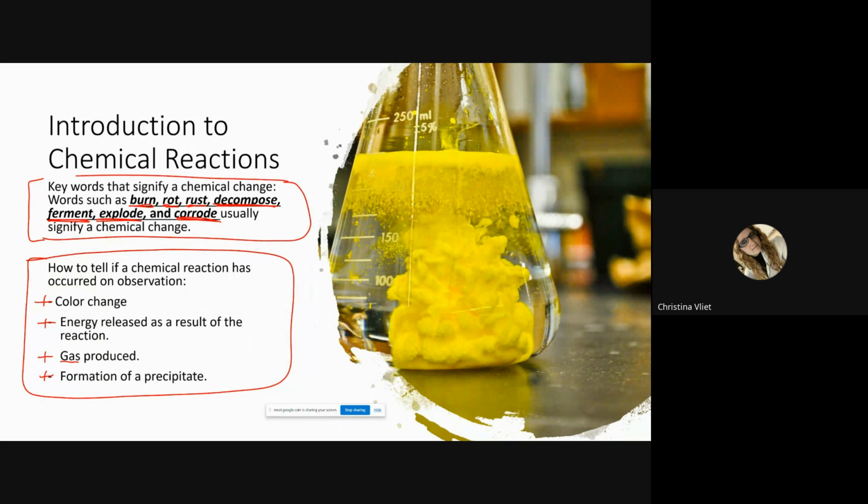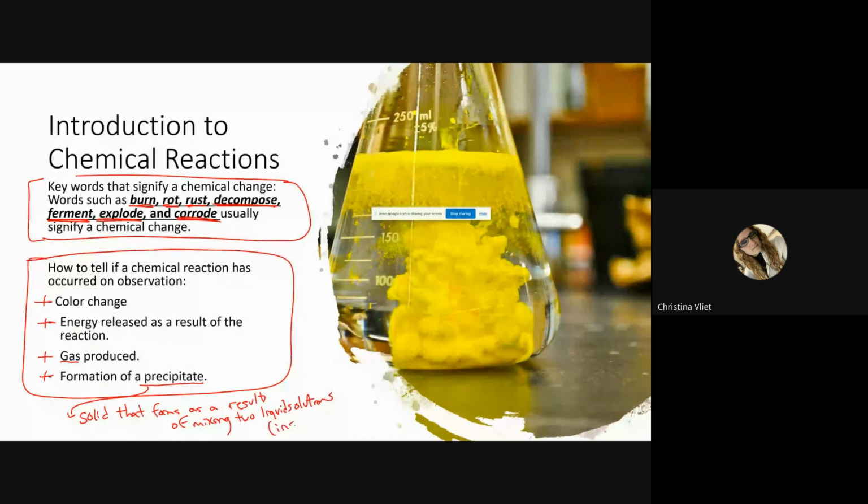But just to bring up what it is, a precipitate is a solid that forms as a result of mixing two liquids. Two liquid solutions. It means you have something insoluble is made.